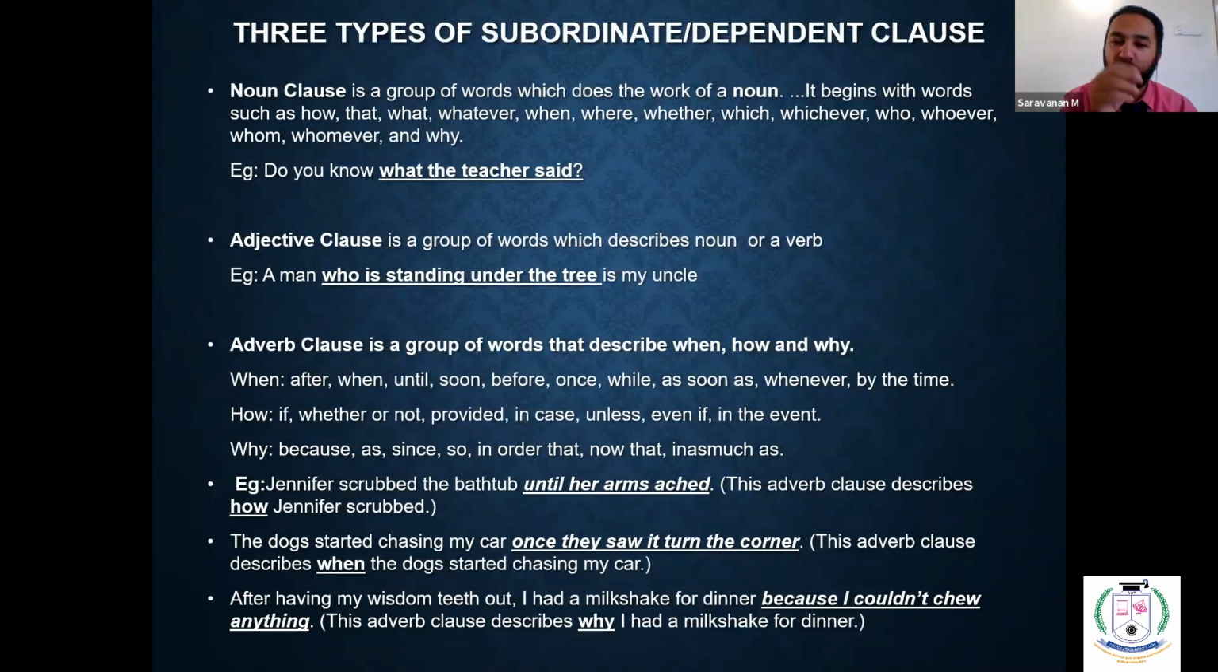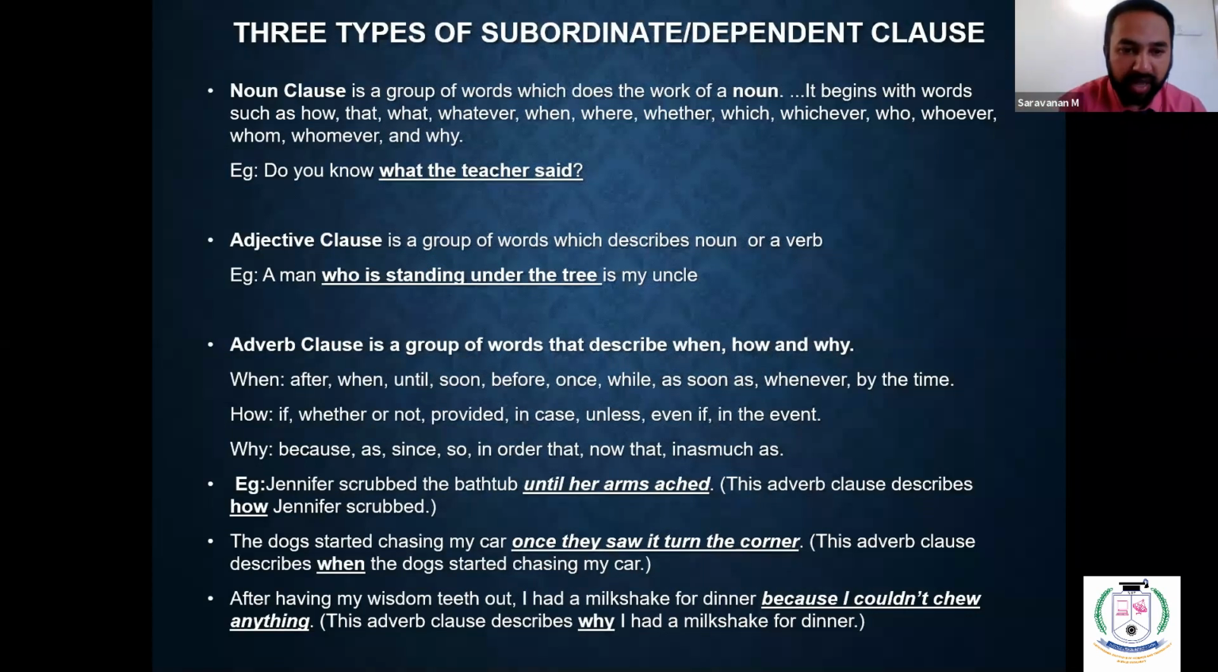And you have something called why: because, since, so, in order that, now that. These are some of the words which explain why. Okay? Directly, not why, but it explains why that action happened. These words explain how that action took place. These words explain when that action took place. Okay, so these are the words that are used to explain the action done by the subject, that is noun. Okay, so that is adverb clause.